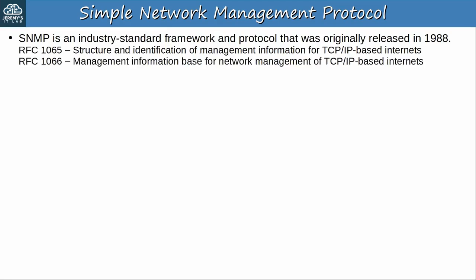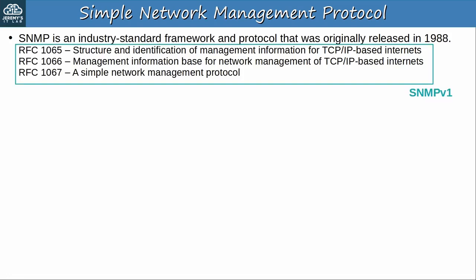The next RFC for SNMP was RFC 1066, Management Information Base for Network Management of TCP/IP-based Internets. And one more, RFC 1067, a Simple Network Management Protocol. These 3 RFCs together make up SNMP version 1. There have been many more RFCs since then, defining other versions of SNMP, a few of which I'll introduce later in this video. By the way, you don't have to memorize these RFCs. I'm just giving a little history.